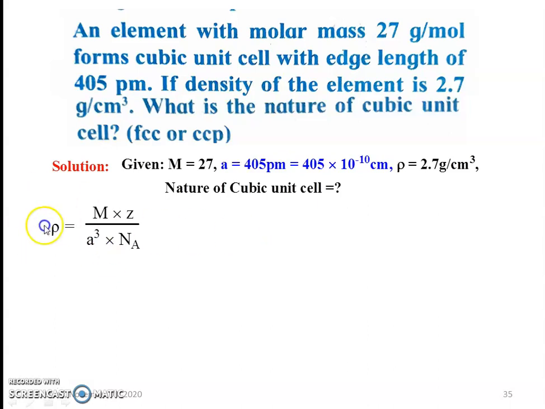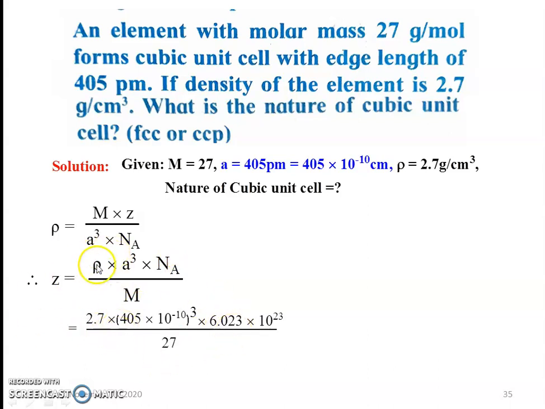This is the formula: density equal to m into z upon a cube into Na. Actually, when we find out the value of z, then we come to know the nature of unit cell. We know that for a simple cubic system, the value of z is 1. For face centered cubic system, the value of z is 4, and for BCC it is 2. So to find out z, rearrange the equation for z. We know all the terms. So z is equal to rho, that is density, into a cube into Na, that is the Avogadro number, upon m, that is molar mass.